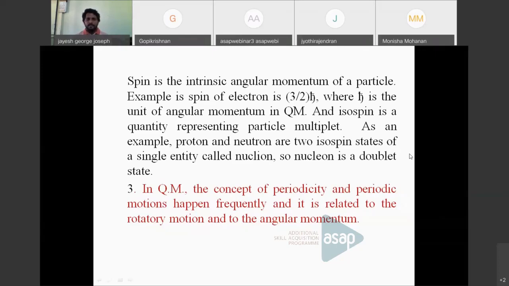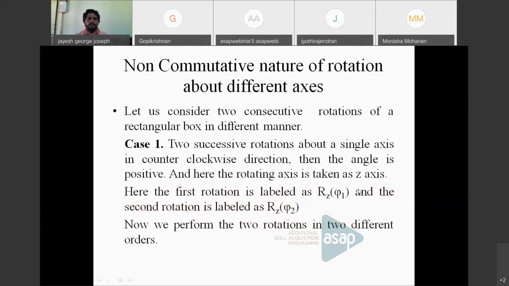In quantum mechanics, the concept of periodicity and periodic motion happens frequently, and it is related to rotatory motion and the angular momentum. This is a brief introduction regarding this theory of angular momentum. And now we are going to discuss non-commutative nature of rotation about different axes.